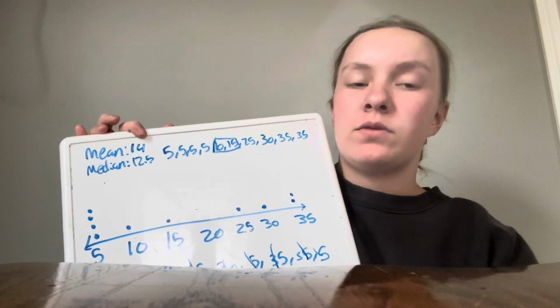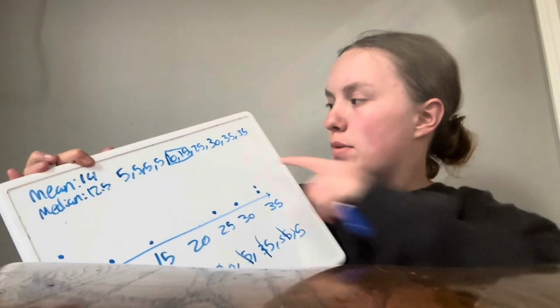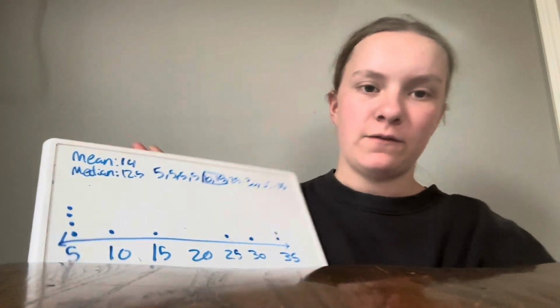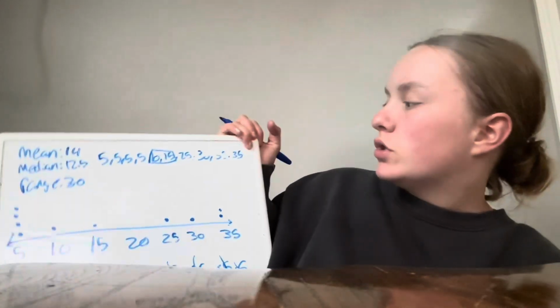Next, let's find the range. The range is going to be the biggest number minus the smallest number. So 35 minus 5 is 30. So our range is 30. Next, let's find the mode. The mode is the number that shows up the most. So our mode is going to be 5 from this line plot.